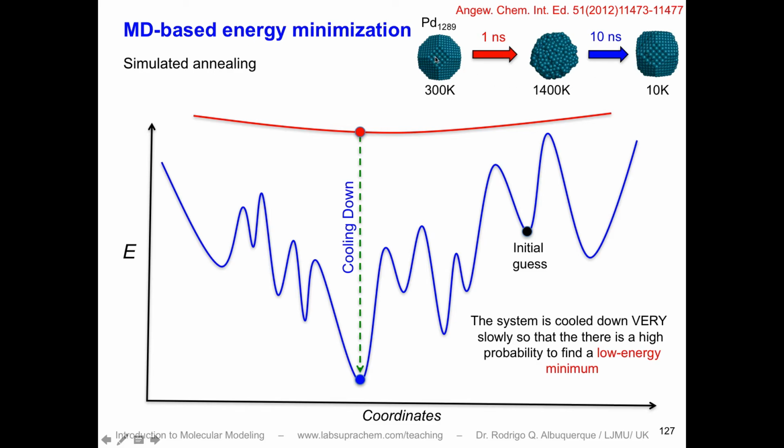In this case, we have a truncated octahedron. At 300 Kelvin, we have a very good, highly symmetric structure, 1200 atoms. After 1 nanosecond, the particle is molten at 1400 Kelvin. If you cool down slowly from 1400 Kelvin to 10 Kelvin, in this case during 10 nanoseconds, it's possible to get a very good, highly stable, low energy structure, as you can see here. If you have more interest, just read this paper. I think this is in the supporting information.